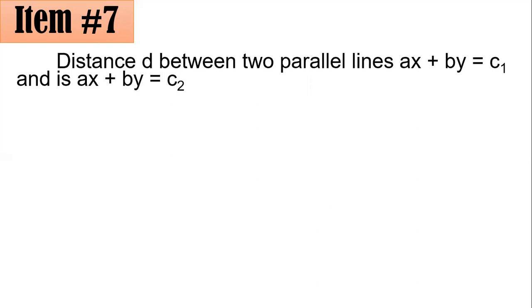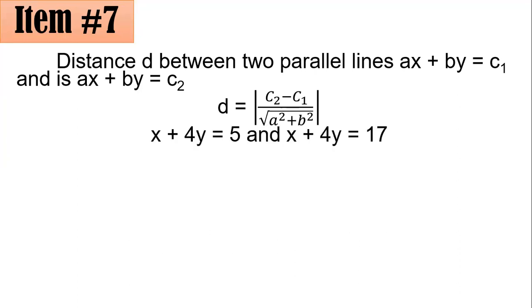And concept check, the distance D between the 2 parallel lines ax plus by equals c sub 1 and ax plus by equals c sub 2 is given by D equals the absolute value of the quantity c sub 2 minus c sub 1 all over the square root of a squared plus b squared. And given here, we could say that A is 1, B is 4. Your C sub 1 is 5, your C sub 2 is 17. But if you interchange C sub 1 and C sub 2, that's still the same. Don't worry, that will still give you the correct answer because anyway, we will take their absolute values.